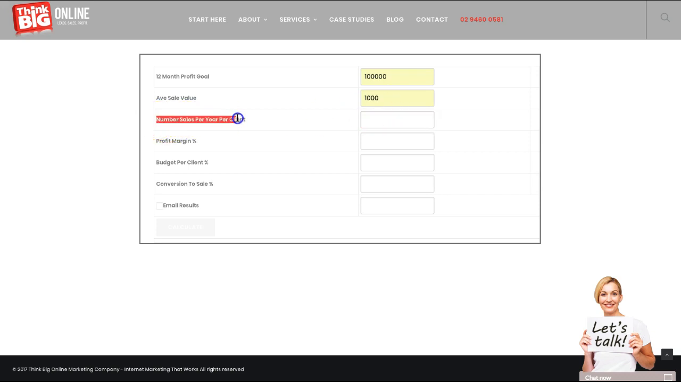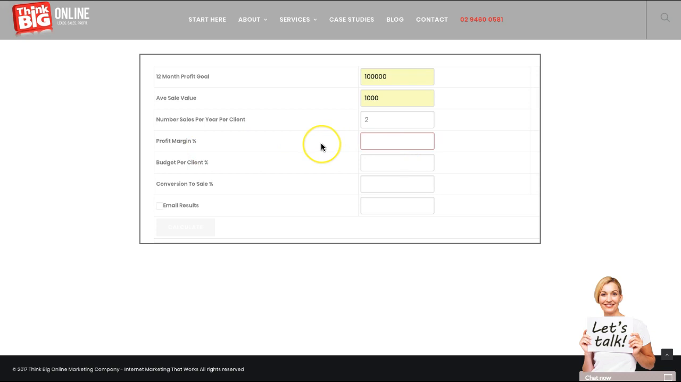Now, number of sales per year per client. This is how many times people repurchase from you, purchase from you in total over a 12-month period. So let's say someone buys from us once every 6 months. So it'd be 2 times per year that someone would buy from us.